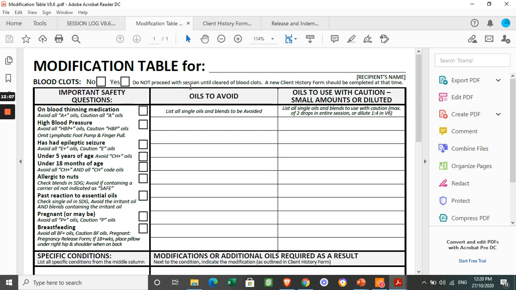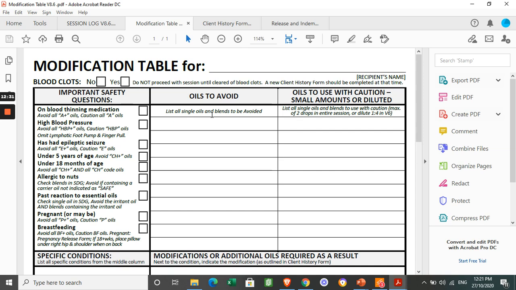Now, if we come over to the right hand side here, these two columns are there for you to list oils in particular, and we even have the allergic to nuts question in there. I'll go into that in just a second. But when you're making signature blends for people, it's really important that you don't use a contraindicated oil. Obviously, you can't put it on them.